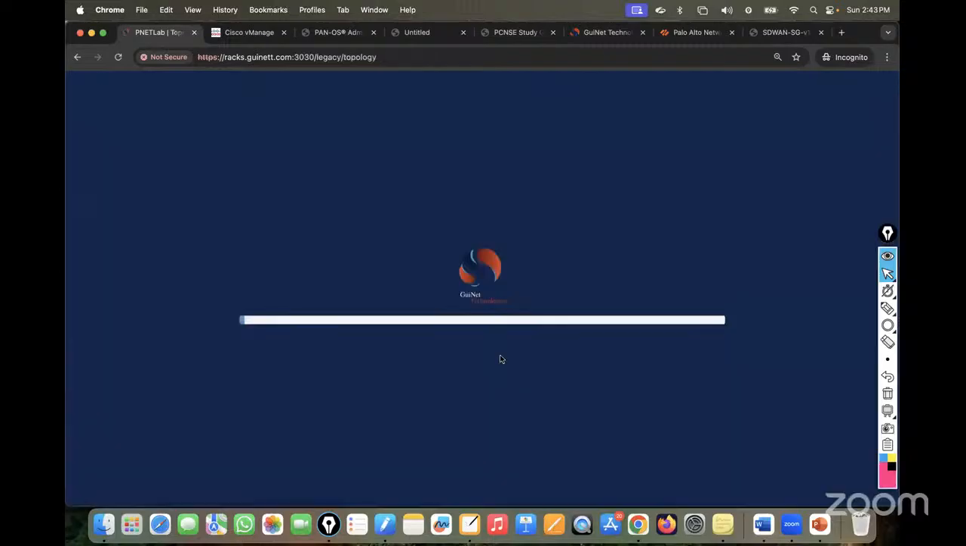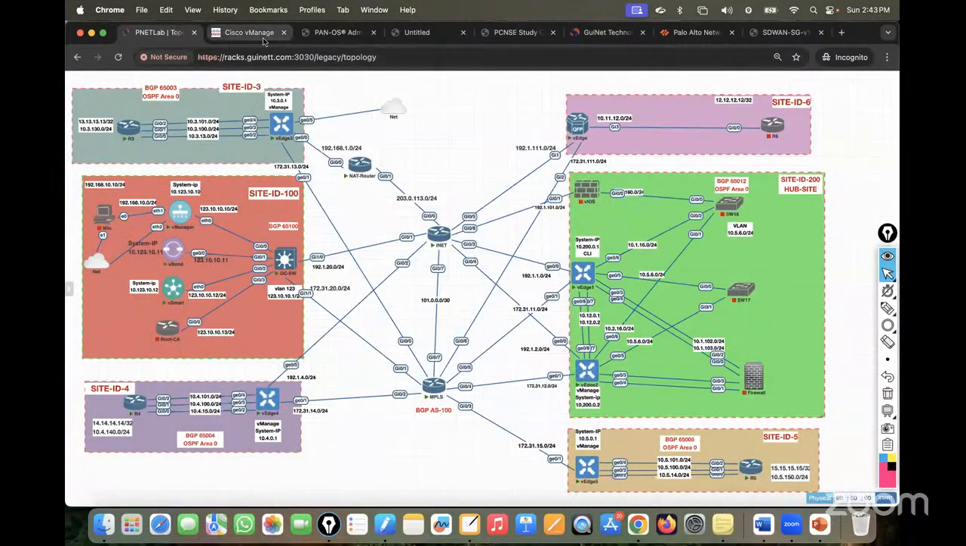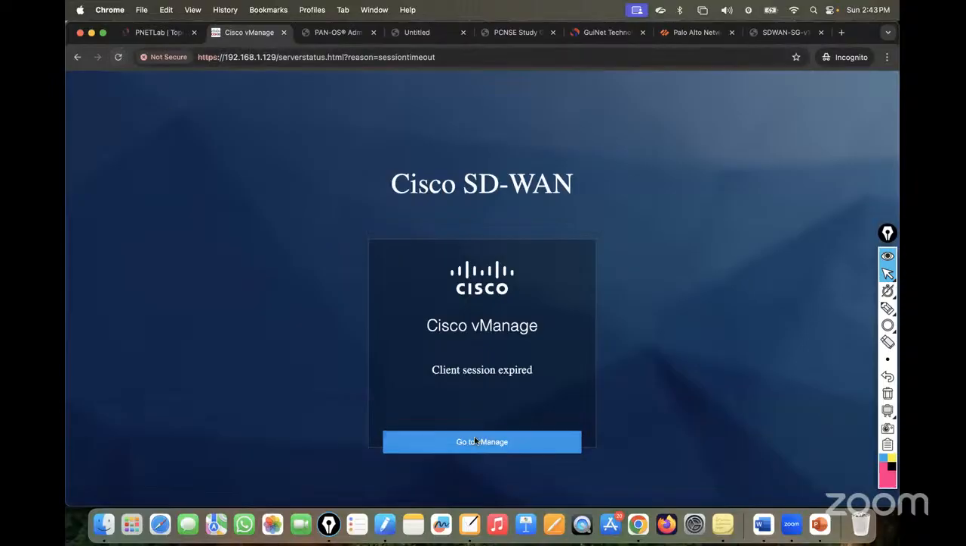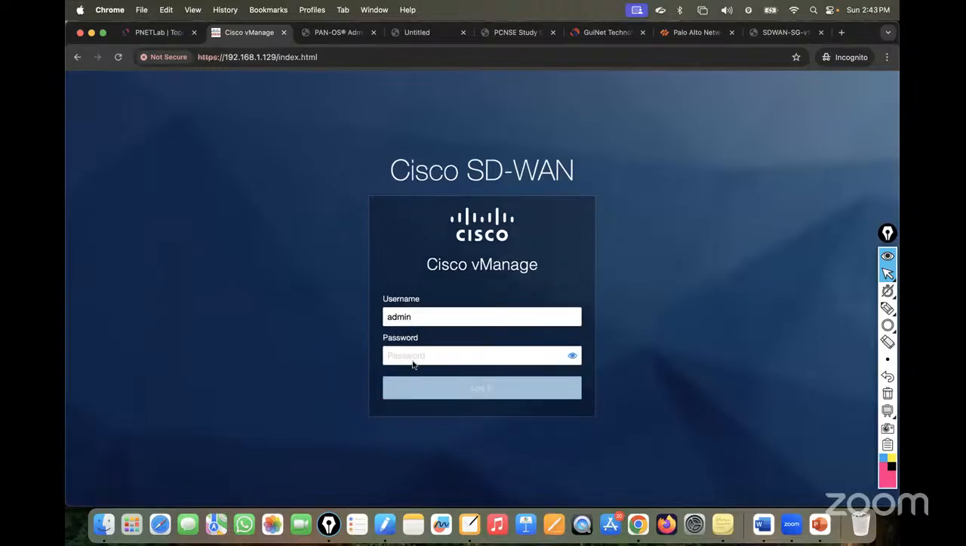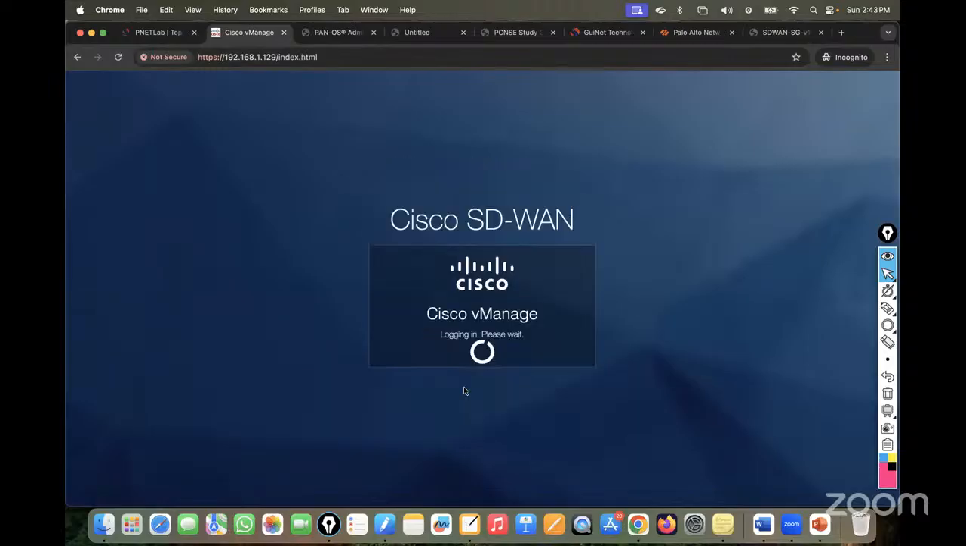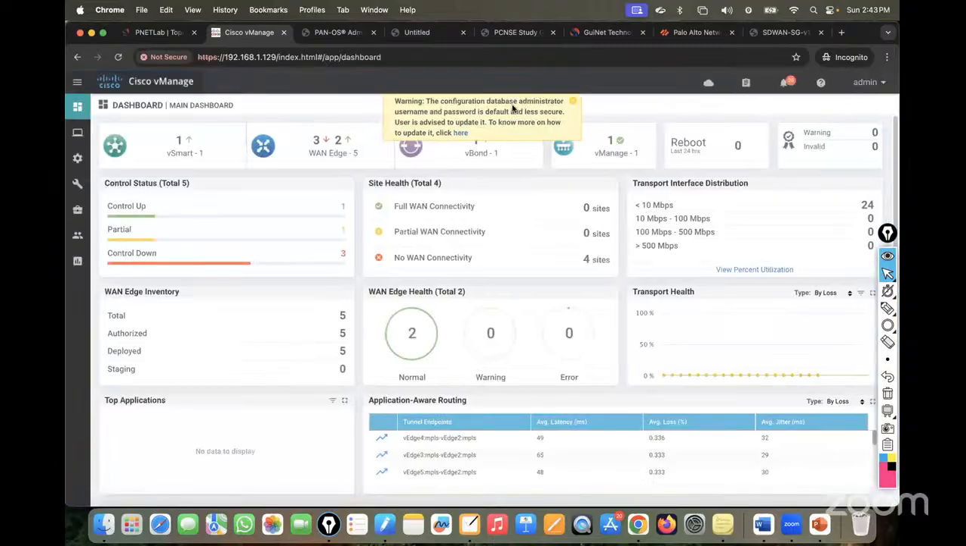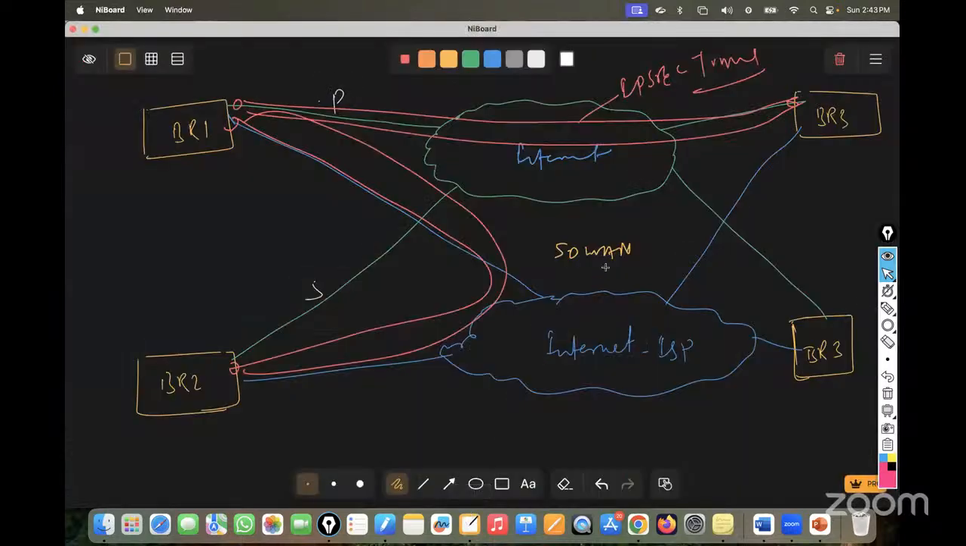There are a lot of things. Let me explain. He is trying to make a point: if you have 100,000 sites, then n minus 1 tunnels per site are going to be created, and that is going to multiply. Yes, by default, a full mesh topology is going to be built, right?